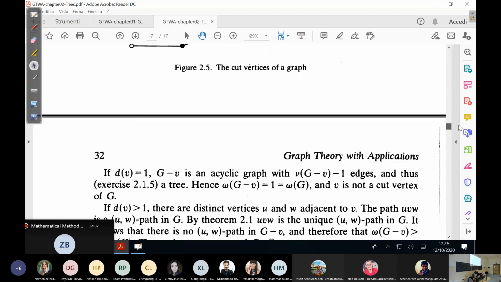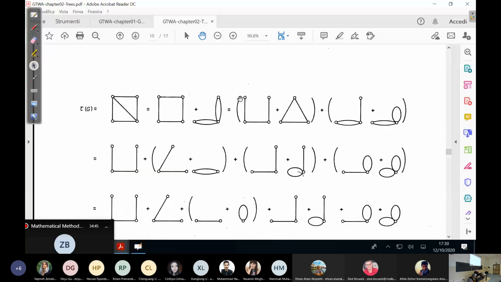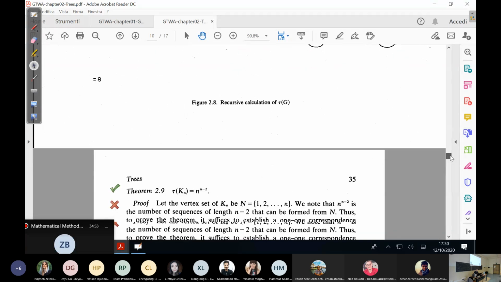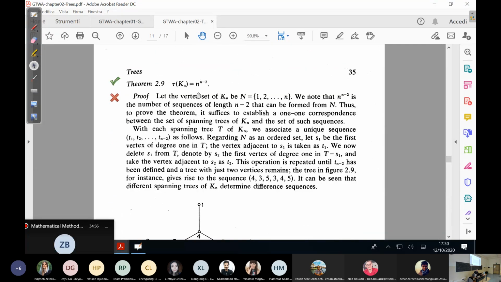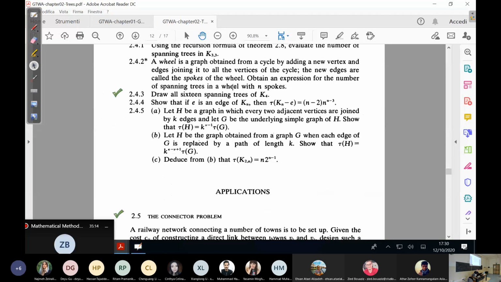We have seen this wonderful recursion procedure for finding the number of spanning trees in a given graph. We know from the work of the mathematician Cayley that if we have a complete graph, we can directly say that the number of spanning trees of it is n raised to n minus 2. If you want, try to draw the 16 spanning trees of K4, which is a good exercise.